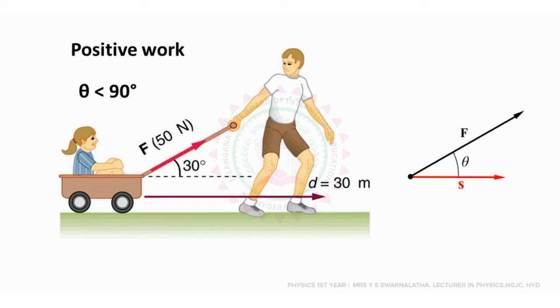So, if theta is less than 90 degrees, cos theta is positive and we always get the positive value of work. So, work is said to be positive when theta is less than 90.